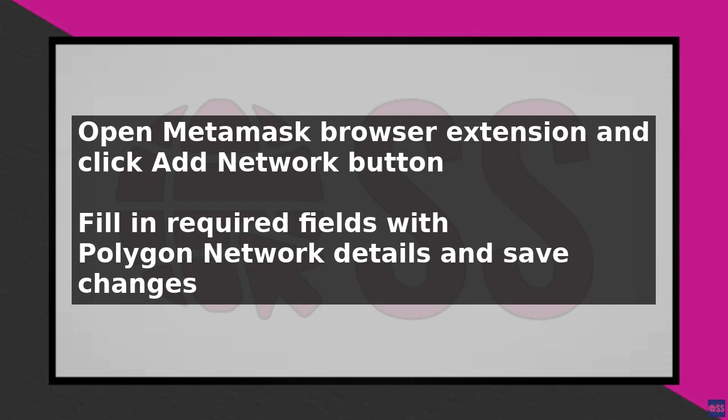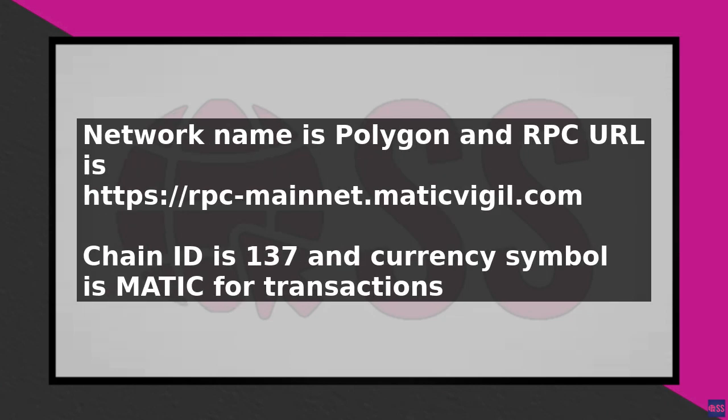The network name is Polygon. The RPC URL is https://rpc-mainnet.maticvigil.com. The chain ID is 137. The currency symbol is Matic. And the block explorer URL is https://polygonscan.com. After filling in these details, click the Save button to add the network to your Metamask wallet.